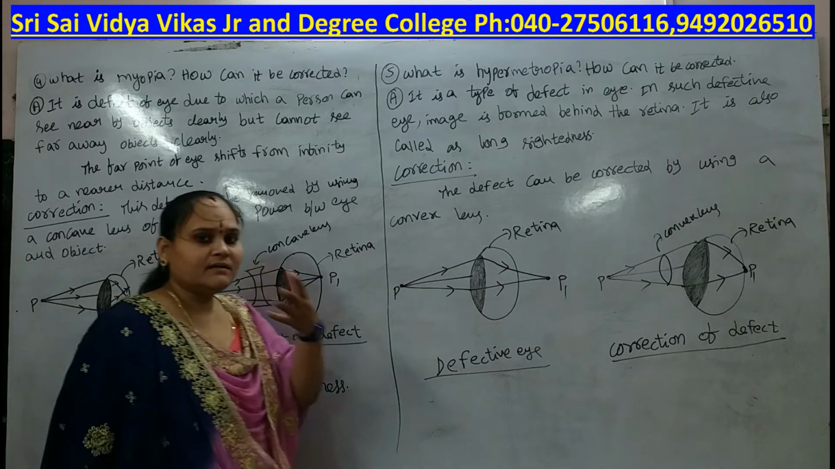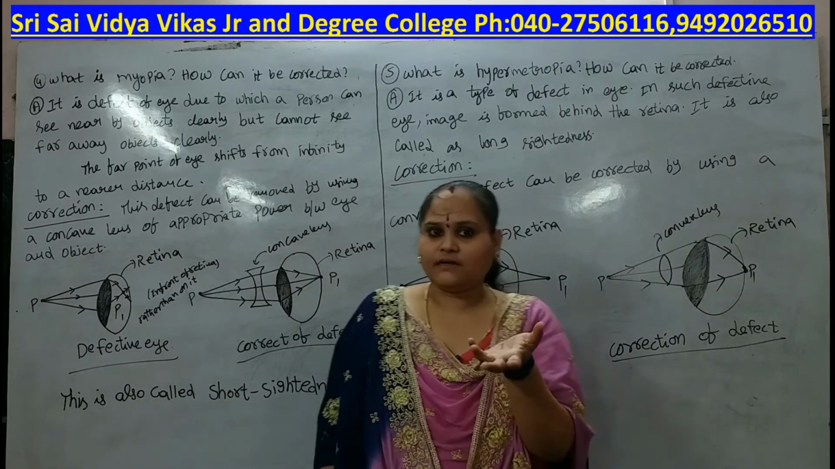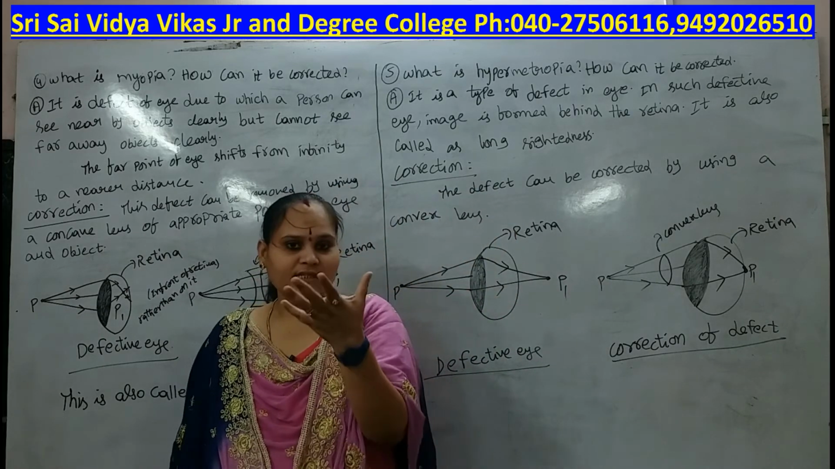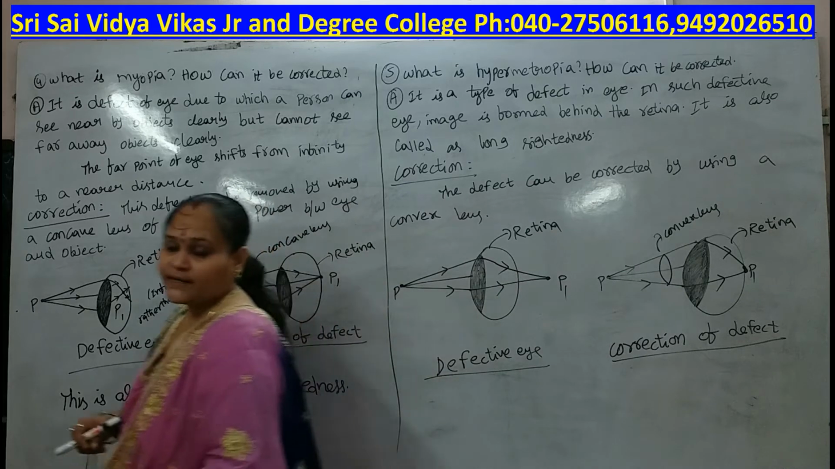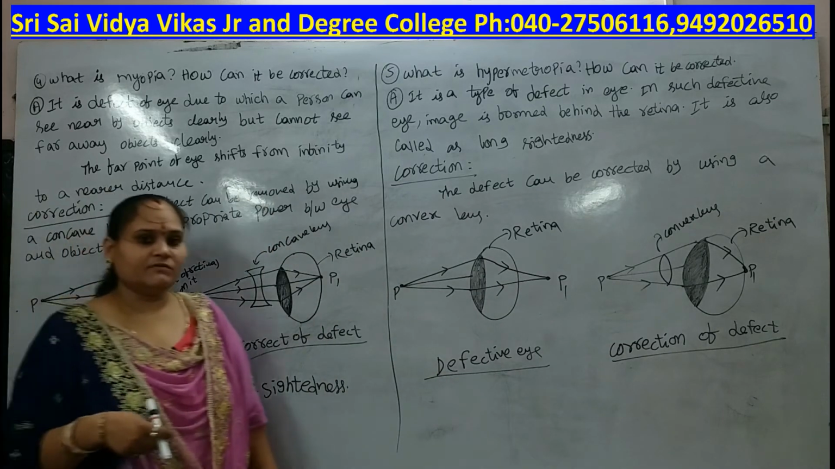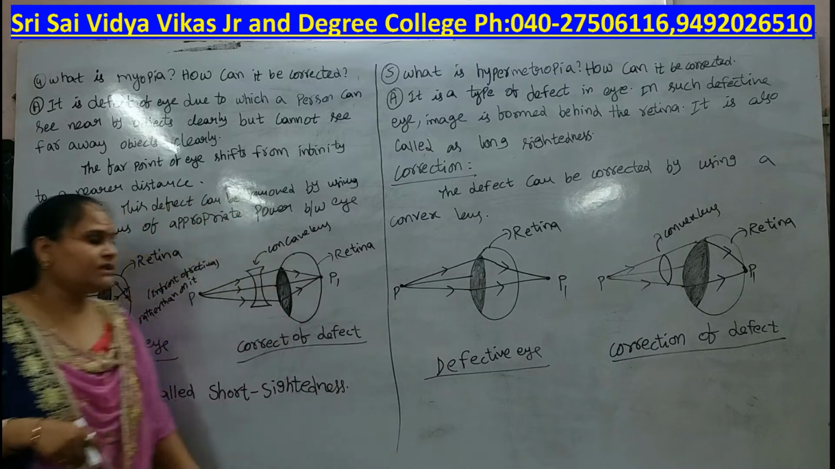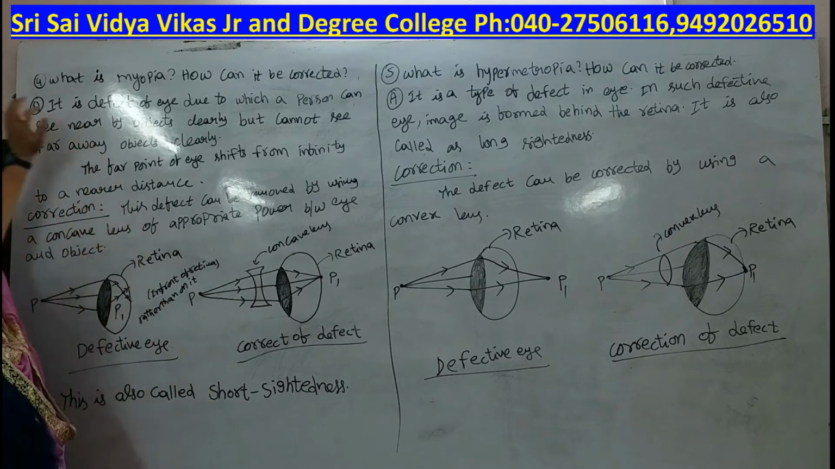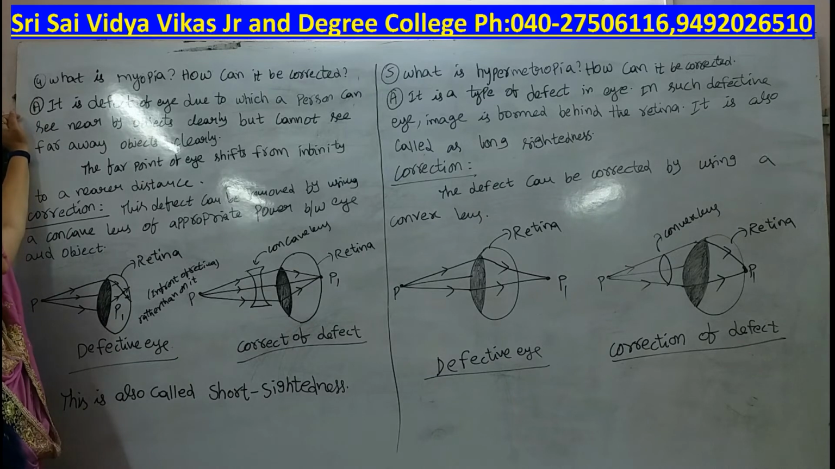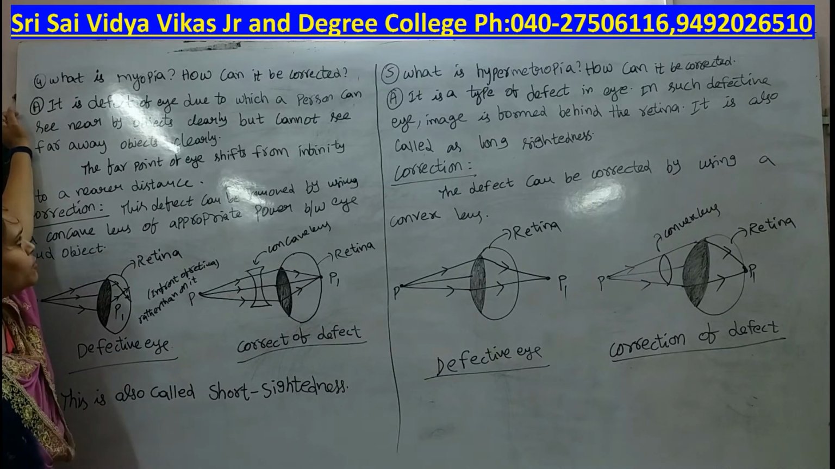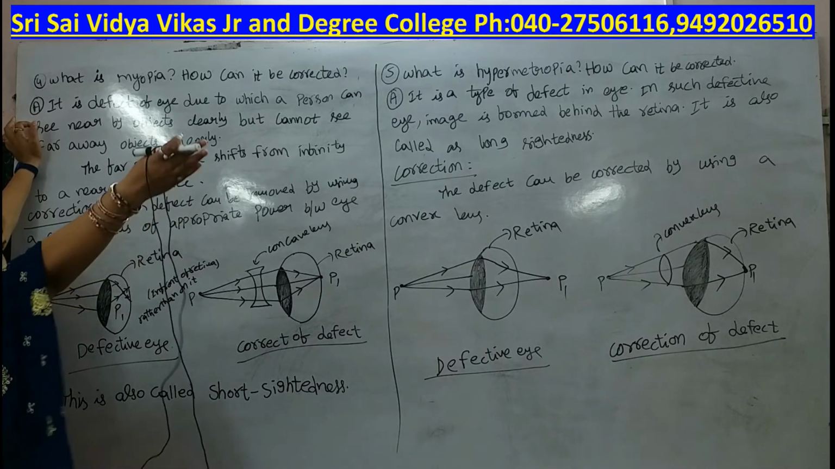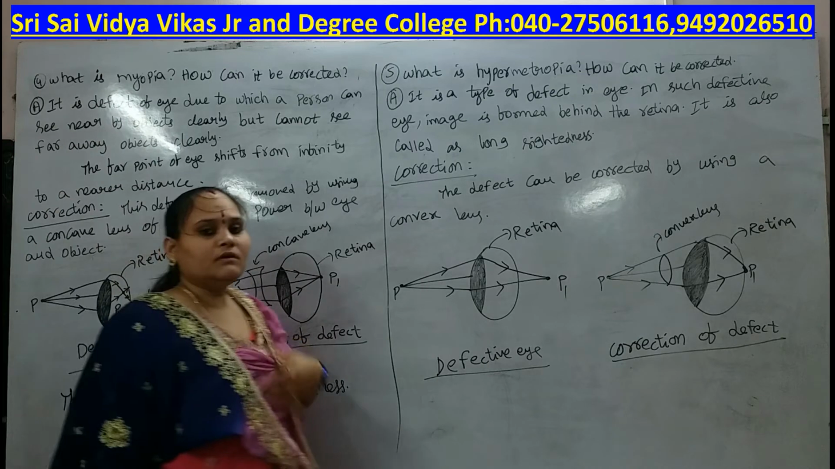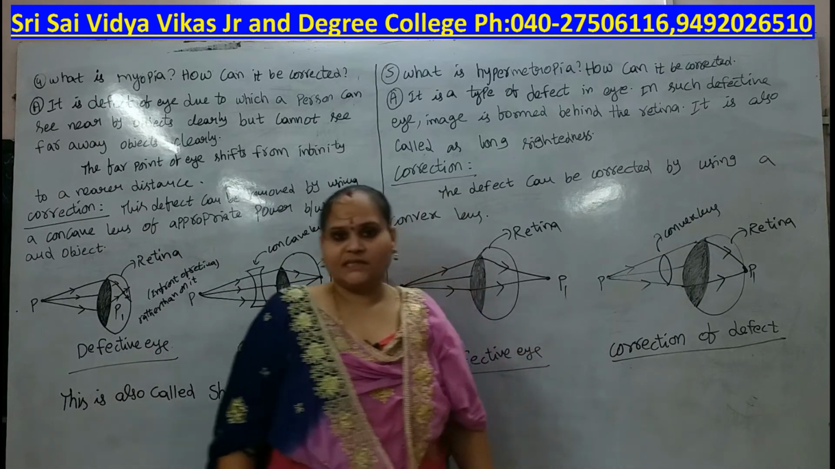Myopia is nothing but short sight. Long sight, short sight. We can use lenses to remove it. So which type of lenses are used for decreasing this type of defect? Okay, the question is what is myopia, how can it be corrected? It is a defect of the eye due to which a person can see nearer objects clearly but cannot see far away objects clearly. Nearer objects can be viewed clearly but objects at longer distance cannot be viewed clearly. This type of defect is nothing but myopia.